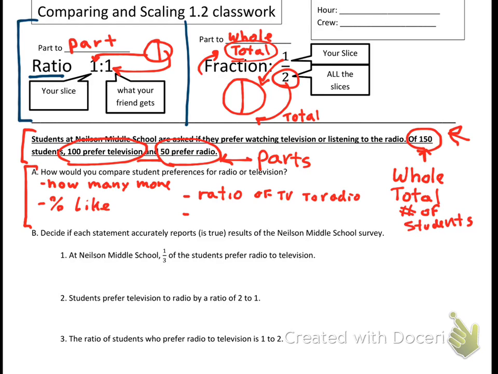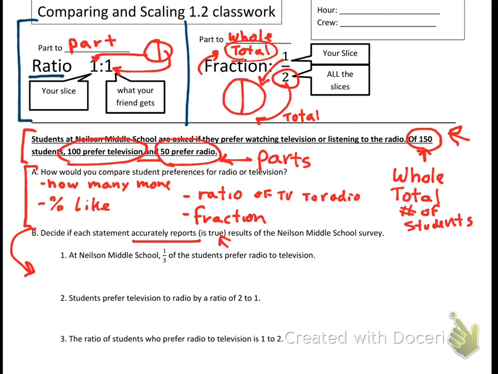We could talk about the fraction of students who like TV or like radio. There are lots of different ways we could describe this. But now we need to actually use them for Part B. Part B. We need to decide if each statement accurately reports, basically, is it true? The results of the Nielsen Middle School survey. And the survey is this stuff that was up here.